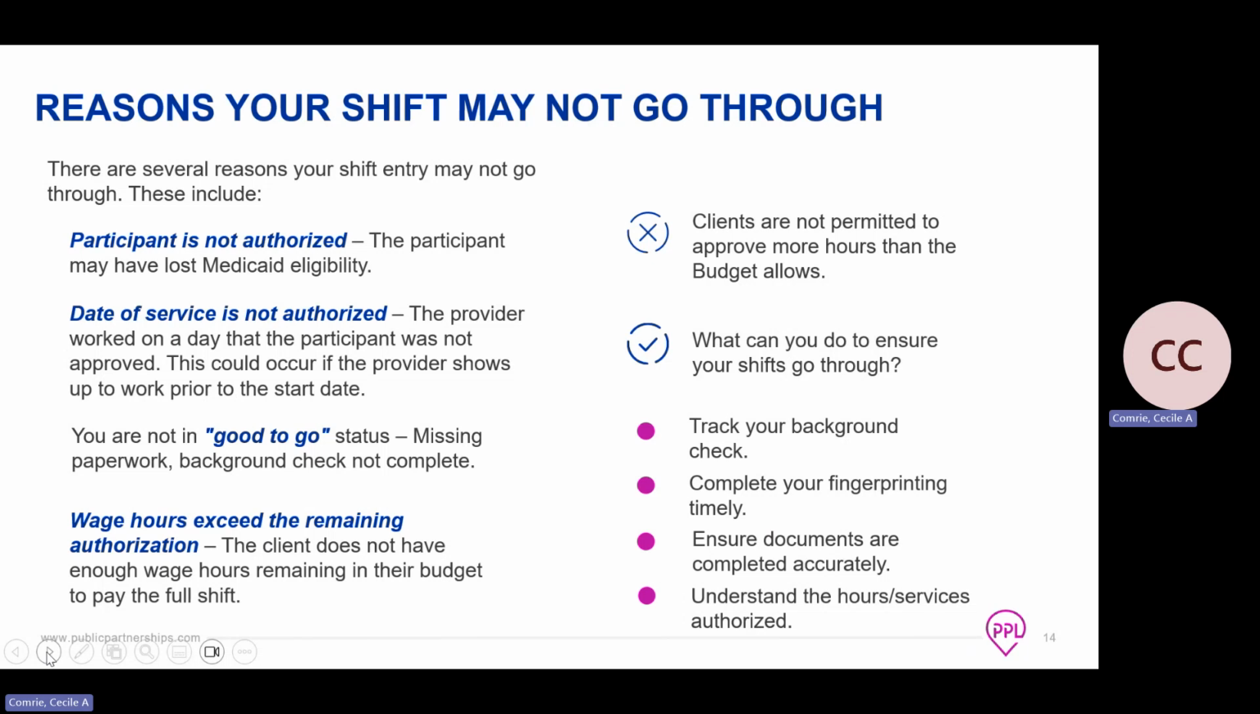Okay, so what are some reasons that may occur where your shift doesn't go in and you end up saving it because it's giving you a message? One of those is that sometimes the participant may not be authorized for that particular service, or they're authorized for the service, but the service doesn't start until maybe a week out. So you're thinking it starts today, but it starts next week. You're not able to put that shift in.